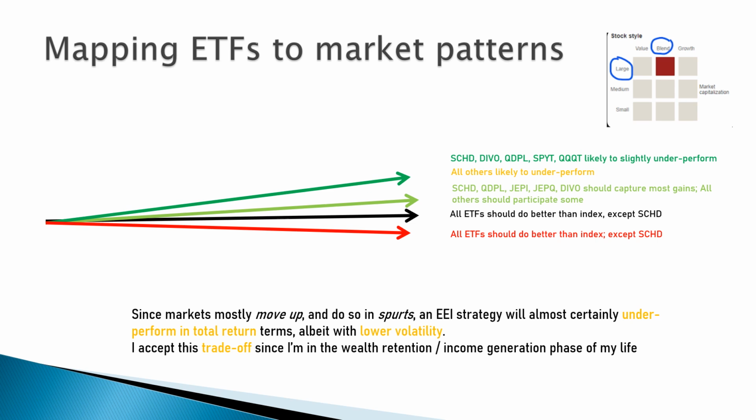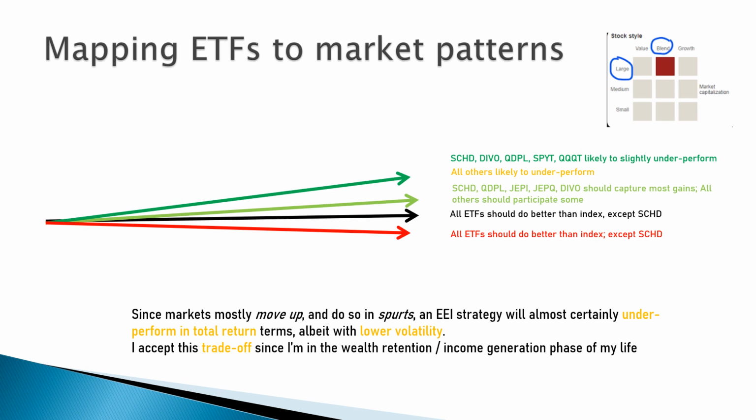Since markets mostly move up and do so in spurts, like I just described, this kind of strategy, an enhanced equity income strategy, will almost certainly underperform in total returns. But I will have lower volatility, and I have demonstrated that with real data earlier in this presentation. And I accept this trade-off because it is relevant for the phase that I'm in.